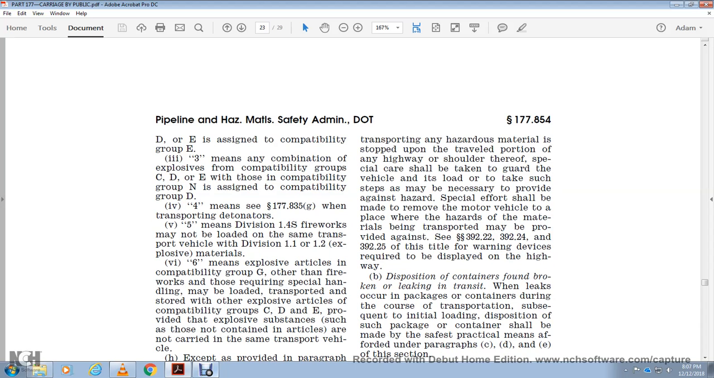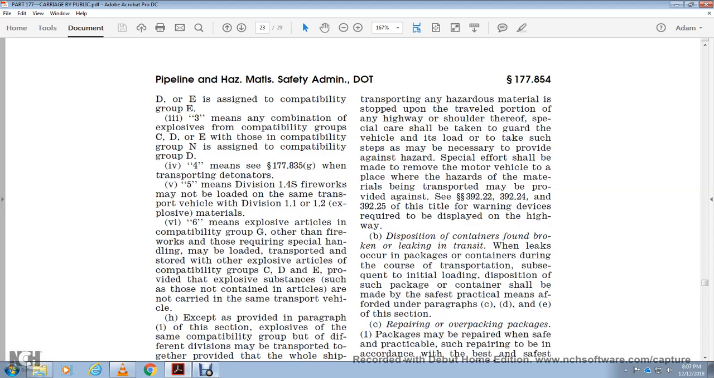6 means explosive articles compatible with group G, other than fireworks requiring special handling, may be loaded with the transport of explosive articles compatible with groups C, D, and E, provided the explosive substances not contained in the articles are not carried in the same transport vehicle.